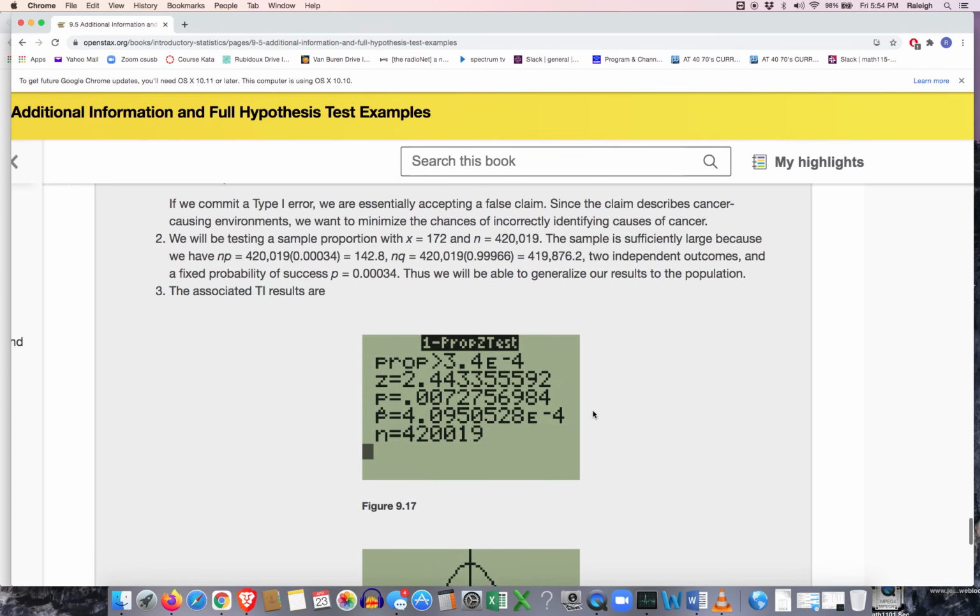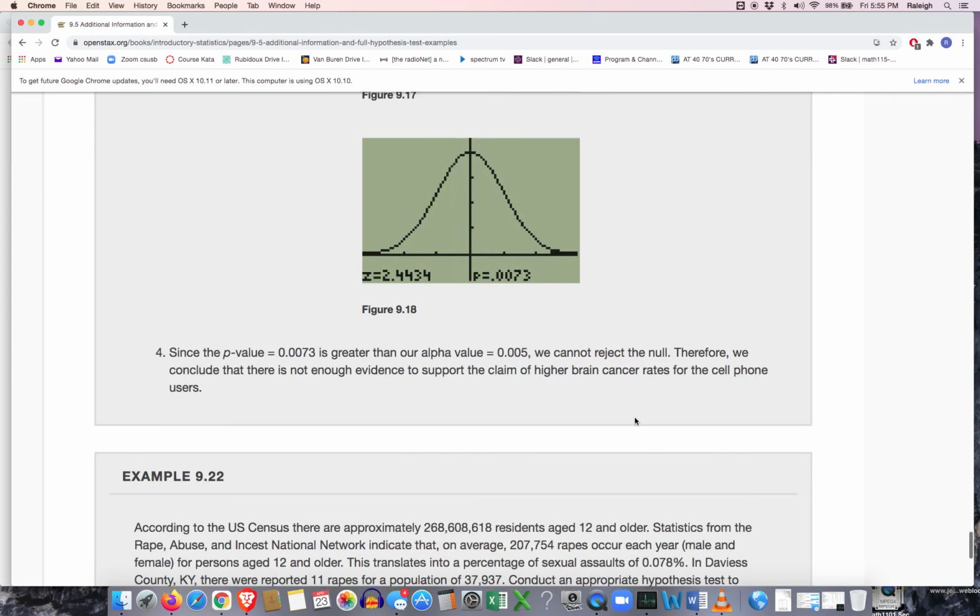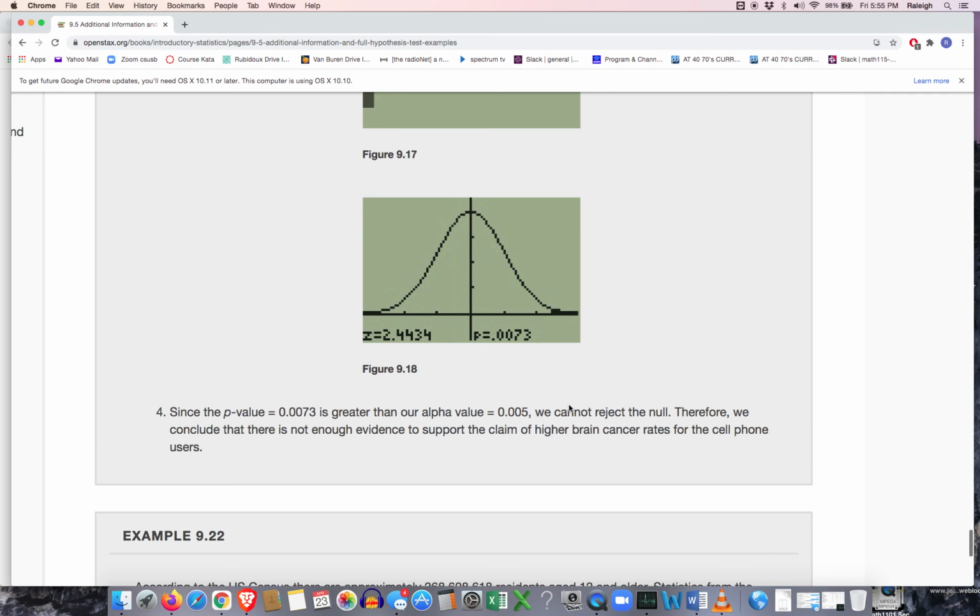And what did H0 say? It said that essentially p is still the same as it ever was. Keep the status quo in place. Same as before. So we will say that there's not enough evidence to support the claim of higher brain cancer rates for the cell phone users. No, there just isn't. We got slightly more, which didn't really matter.